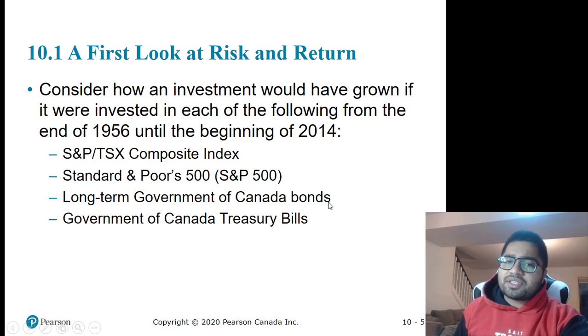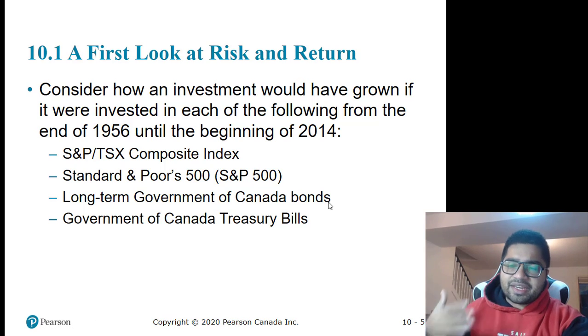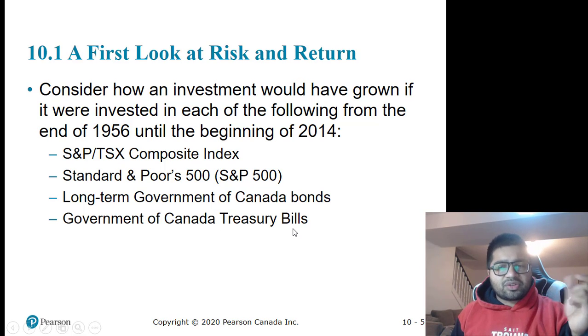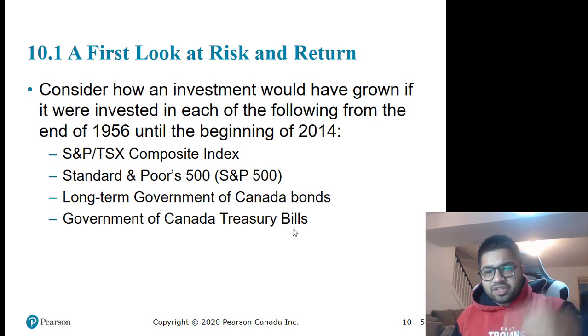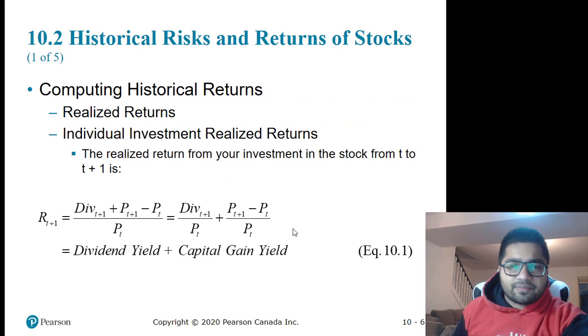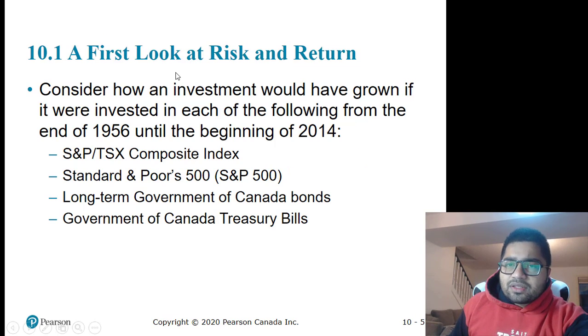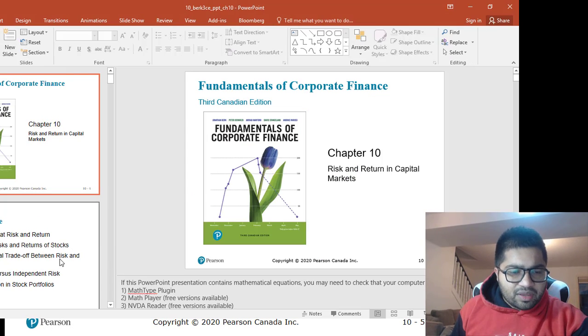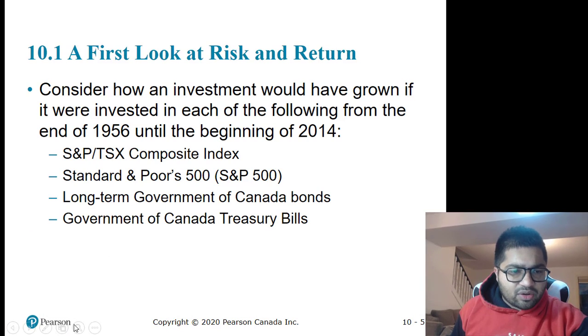Long-term Canadian bonds are 10-year plus Canadian bonds that you can invest in. Government of Canada T-bills are short-term debt, generally issued with a duration of less than a year, so you have to roll it over, and each year you keep on investing. Okay, so which would have the highest return? At least for the first two, we can look at it.